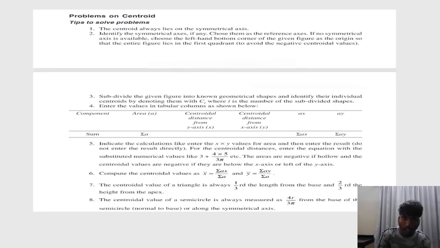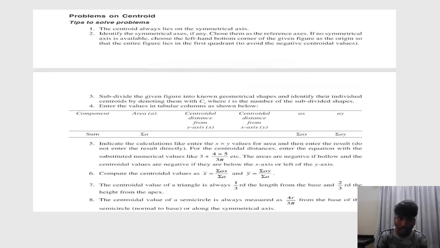The fifth one indicates the calculations. Enter the x into y values for the area and then the result. Do not enter the result directly for the centroid distance. Enter the equation with the substituted numerical values, like 3 plus 4 into 5 by 3. The areas are negative, and centroid values are negative, if they are below the x-axis or left of the y-axis. It defines that the calculations are x into y values for area, and for values of x and y for area. Then enter the result. We should not enter the direct length result for centroid distance.